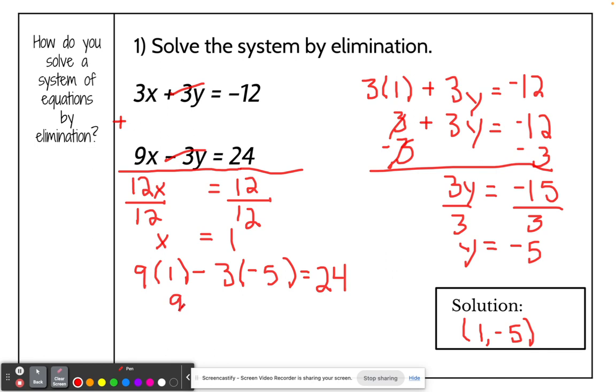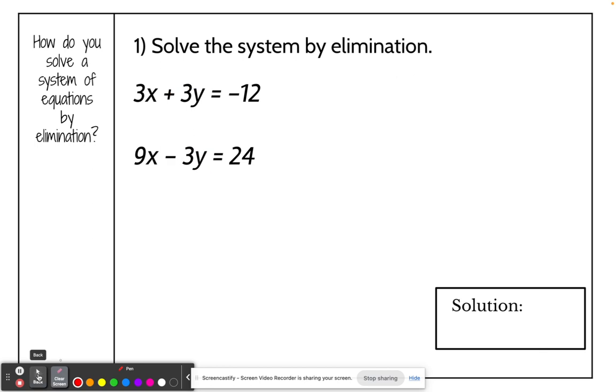9 times 1 is 9. Negative 3 times 5 is positive 15. I think I said negative 3 times 5. I should have said negative 3 times negative 5. It's positive 15. And does 9 plus 15 equal 24? I could go ahead and write 24 equals 24, but I know that is correct. So it worked. So it works for both of them. Pretty cool, huh?